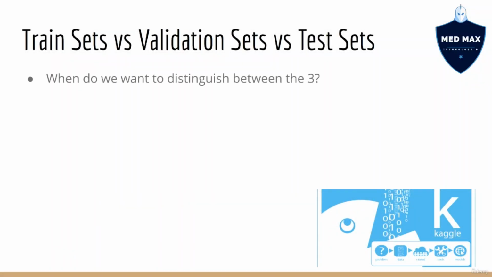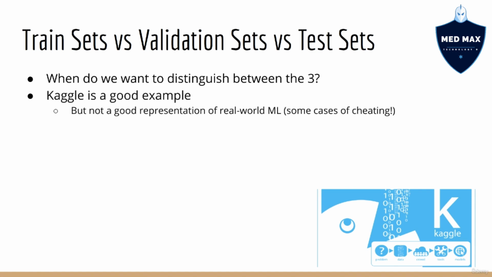So in what case will we want to distinguish between train, validation, and test? For this, I like to think of Kaggle contests, although it's well known that Kaggle contests are not a good representation of how you will do machine learning in the real world. In fact, there have been multiple instances of cheating on the platform. In any case, the way that Kaggle works is this.